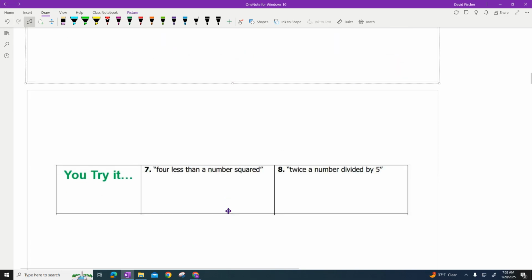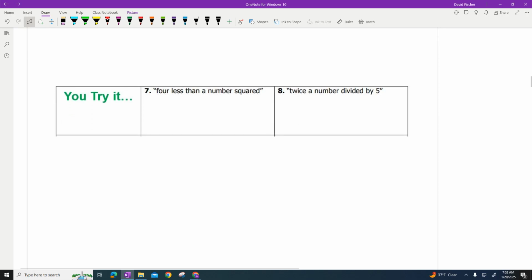All right, you try these two. I want 4 less than a number squared. Now that one's a little tricky, so let's see if you can do that. And I want twice a number divided by 5. Pause your video and let's see how you do.